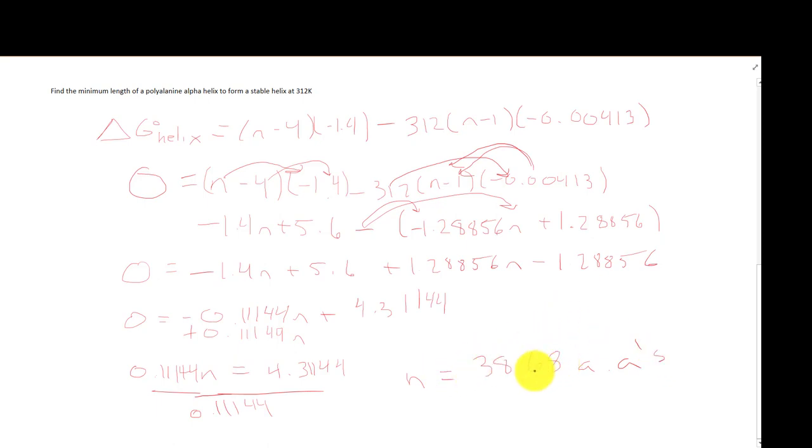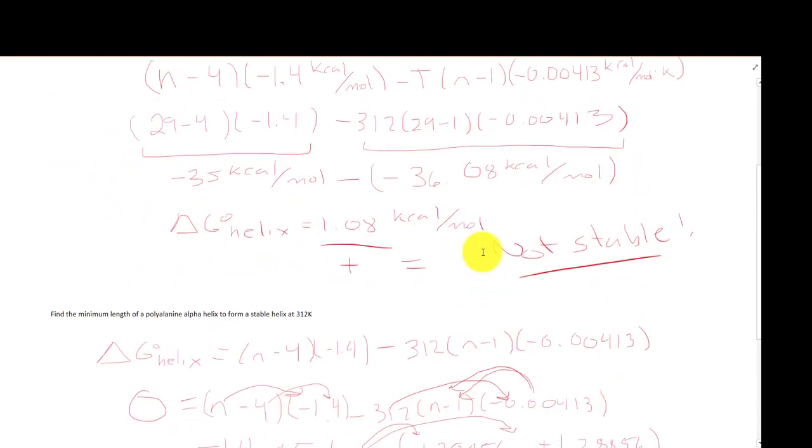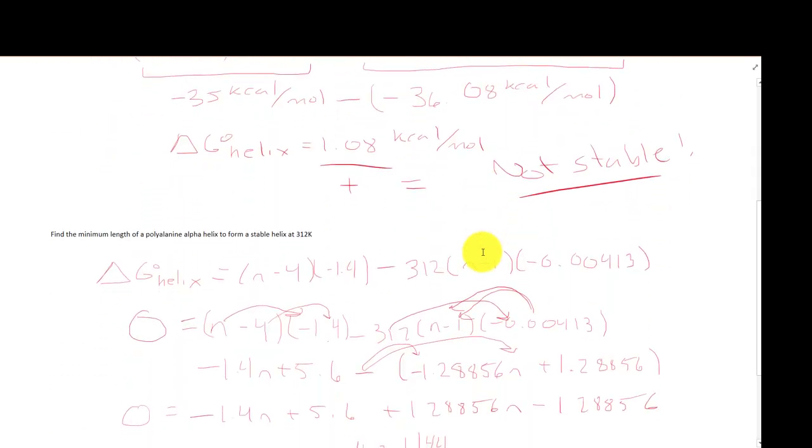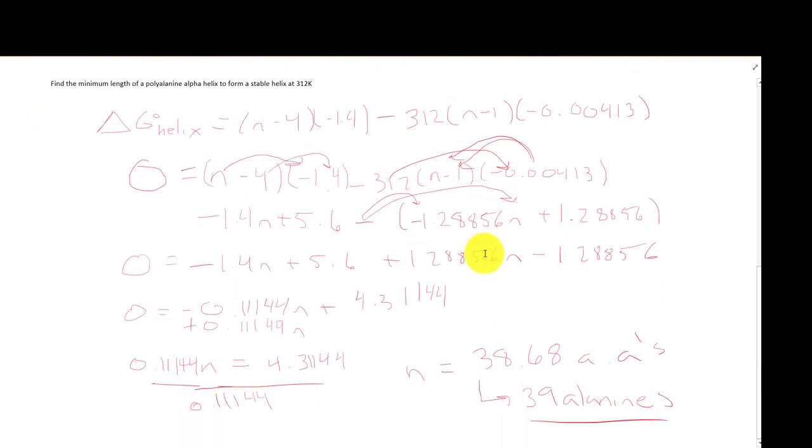Can we have 38.68 amino acids? We're going to cut one off at 68% of the way? No. So we have to round up to the nearest. If this was 38.01, you would have to round up, because again, this is the place where it crosses into favorability. Anything larger than this number is going to be favorable, so we round up to the next amino acid. This one takes 39 alanines to become spontaneous. Our 29 that we had in the last one would not work. We'd have to add another 10 to get that going.